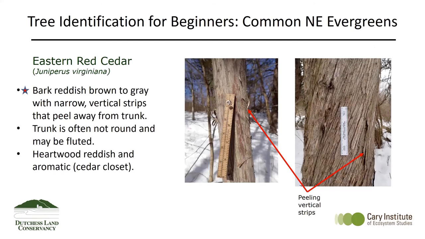Another easy characteristic to identify Eastern Red Cedar is the reddish-brown bark, and it often appears to be in vertical strips that peel away from the tree. You can see even on the young tree on the left, we're starting to see some of those bark strips begin to peel away. And of course, if you were to cut a red cedar, you'd see that beautiful aromatic heartwood, bright red, and it's the aroma we associate with cedar chests and cedar closets. So quite a valuable tree to have in the landscape as well as for people to use.